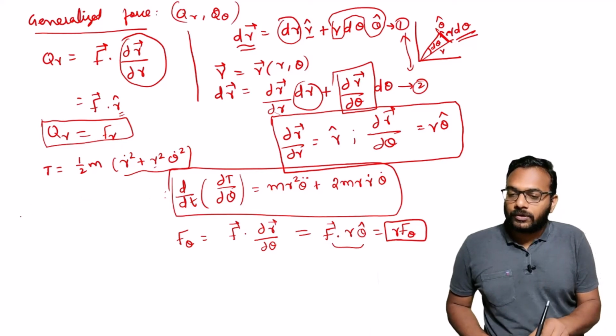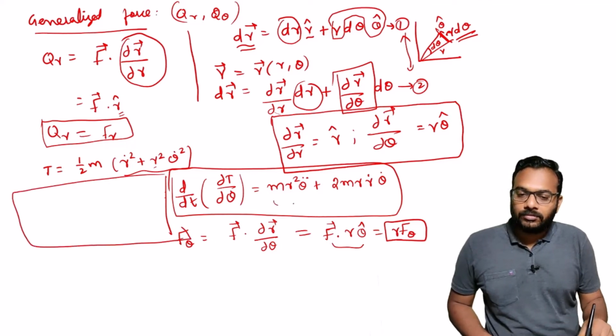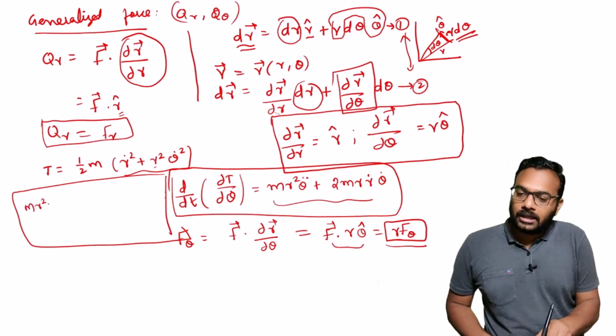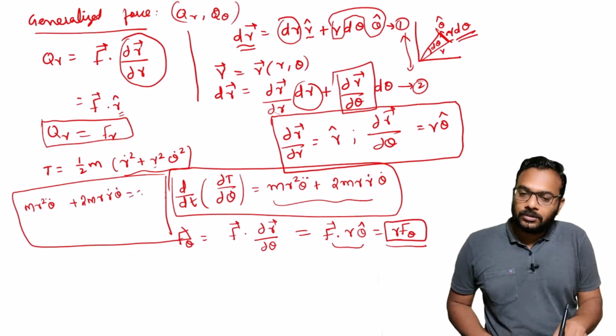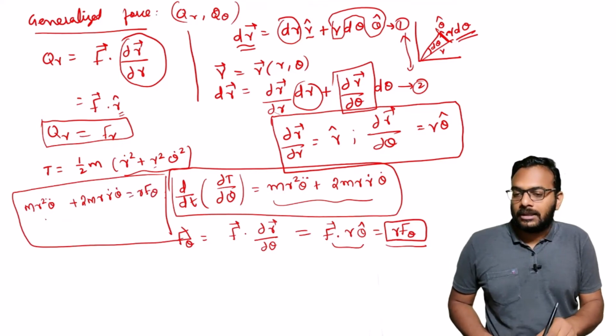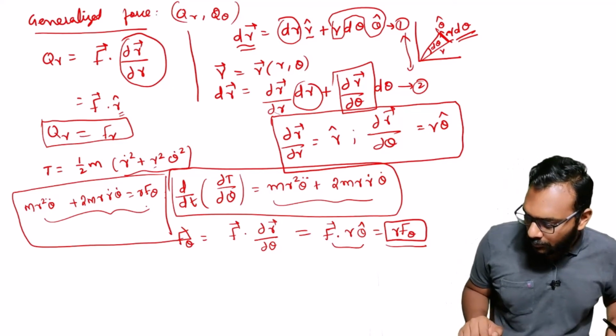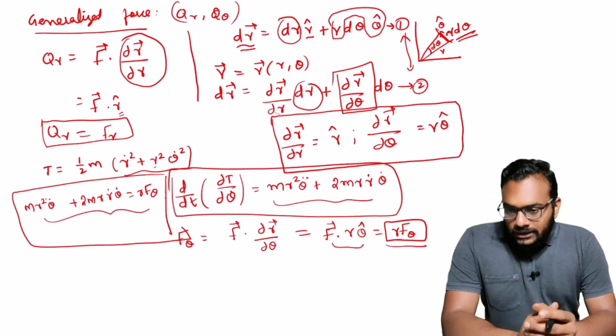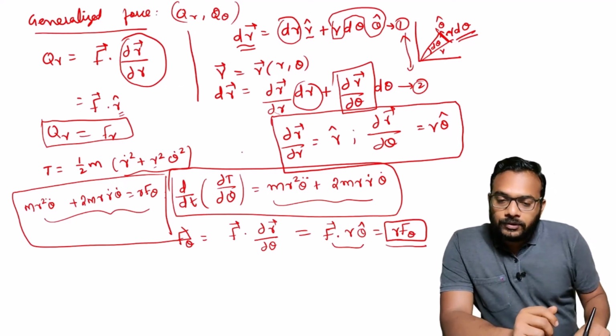The equation of motion for theta becomes, I'll just write it here. You combine this and this, and you get m r square theta double dot plus 2 m r dot theta dot is equal to r F theta. Okay, r F theta. And that's it.